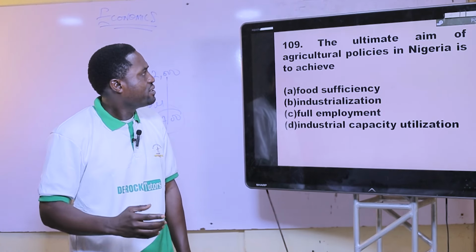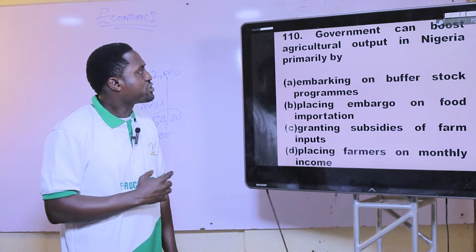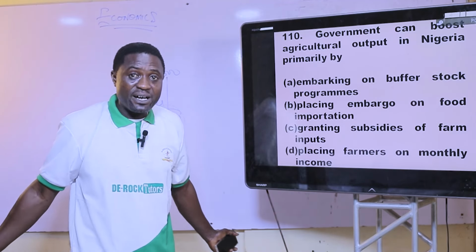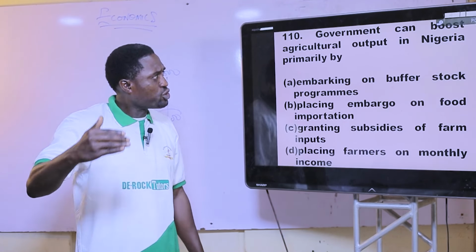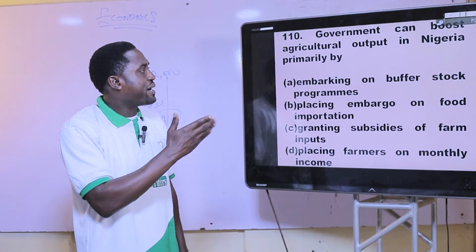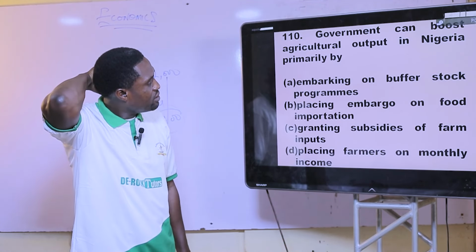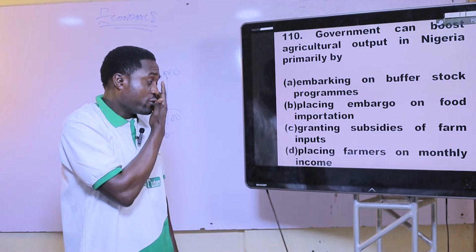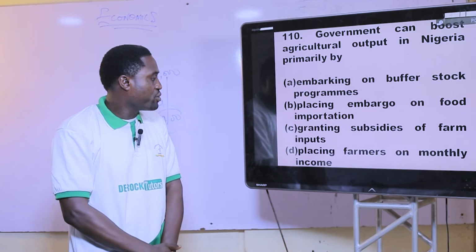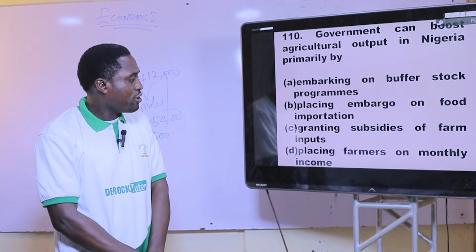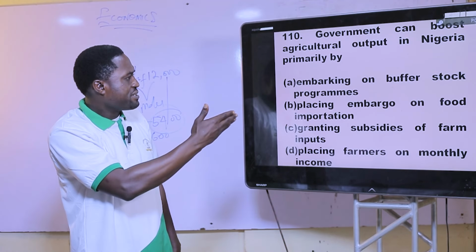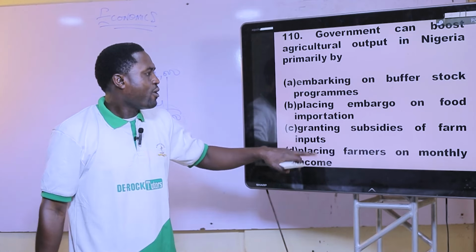Then the last question for now, question 110. Government can boost agricultural output in Nigeria primarily by what? A. Embarking on buffer stock programs. B. Placing an embargo on food importation. C. Granting subsidies of farm inputs. D. Placing farmers on monthly income. Government can boost agricultural output by doing what? Placing an embargo on food, or granting subsidies of farm inputs.